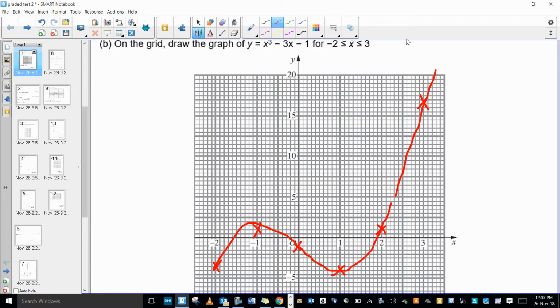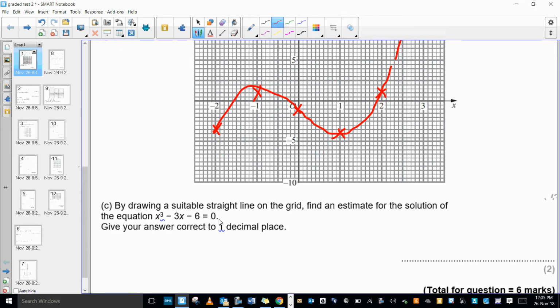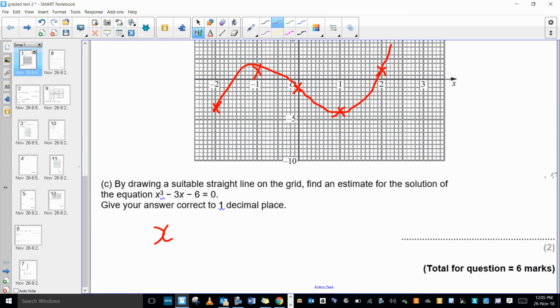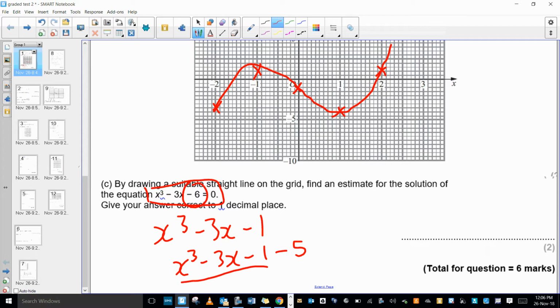Okay, done. By drawing a suitable straight line graph, find an estimate for the solution of this. Alright, so it was trickier than the previous ones. So x cubed minus 3x minus 1 is the graph that we've drawn. What we have to do is say, how does this differ to it? So this is x cubed minus 3x minus 1 minus another 5. Because they've got -6 here, it's that graph, but another 5 subtracted from it.